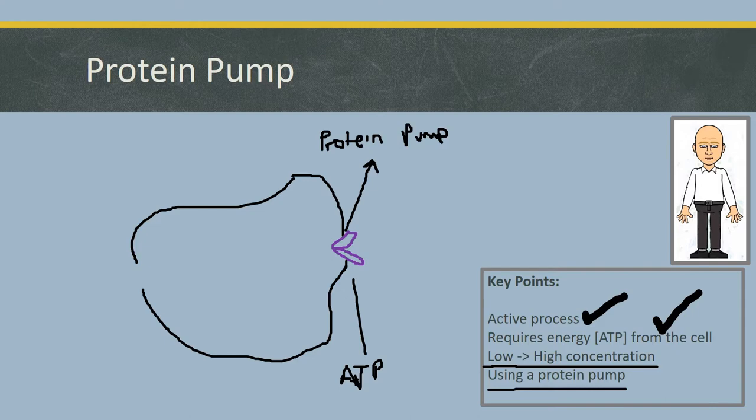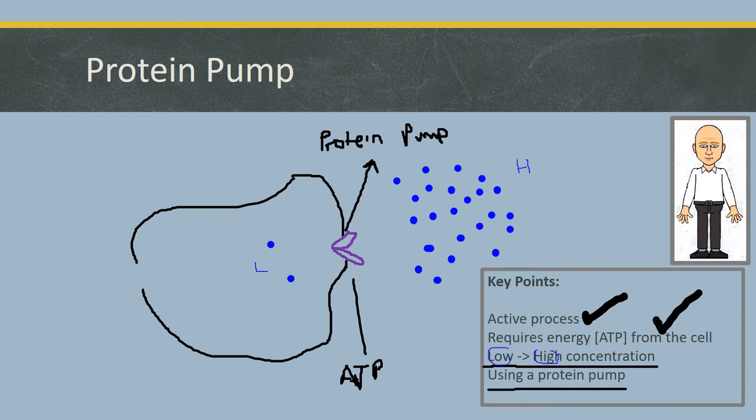And what it's doing, as it says in the key points, is pumping molecules from areas of low concentration to areas of high concentration. If you spend a second identifying which side of the membrane is low to high, you should have a clear idea already. Then obviously the inside of the membrane is low, the outside of the membrane is high. So this protein pump is going to pump things from low to high.